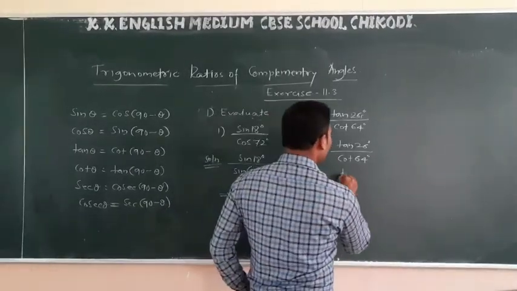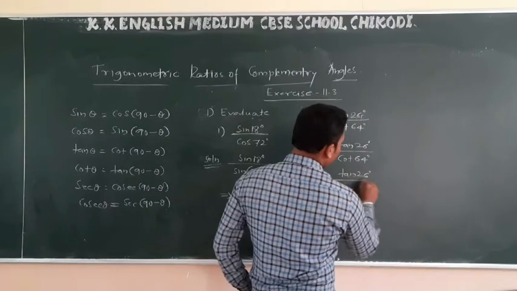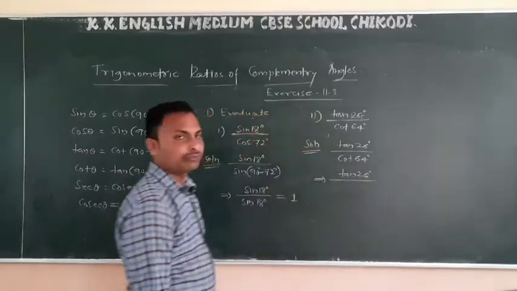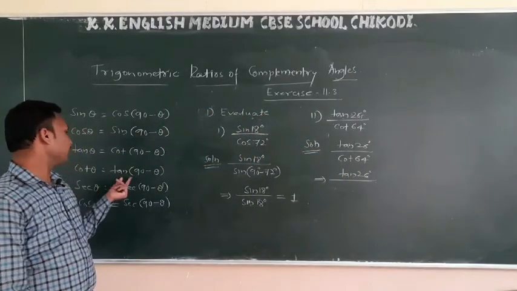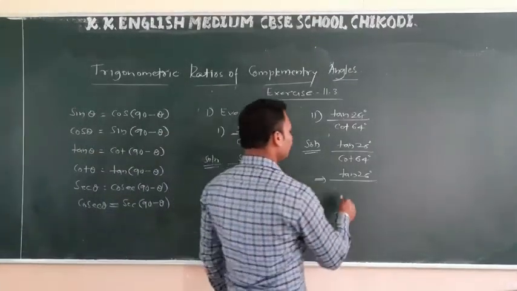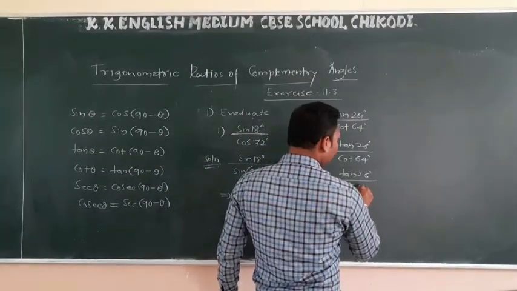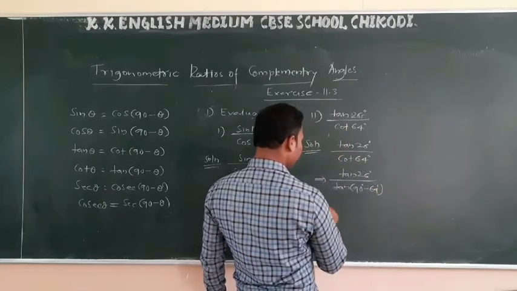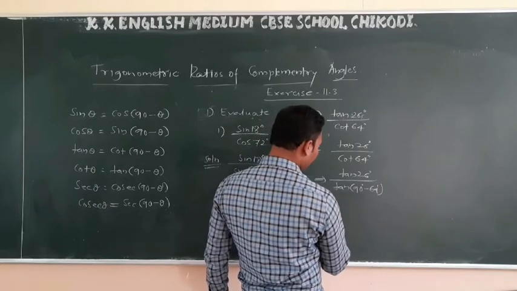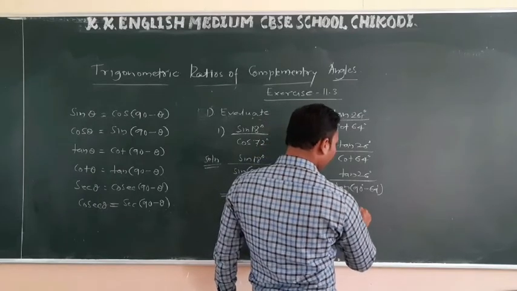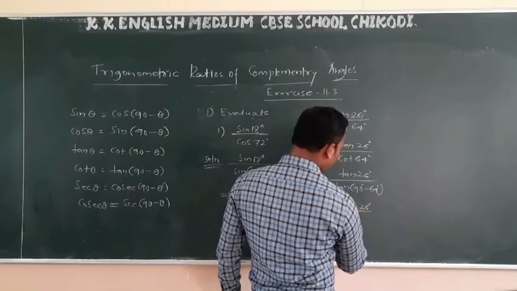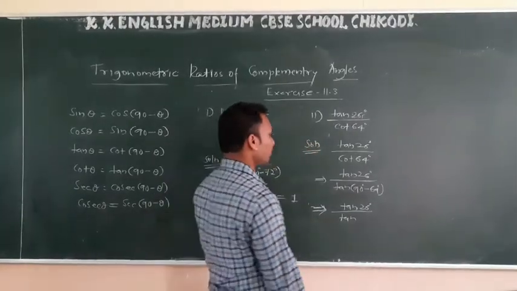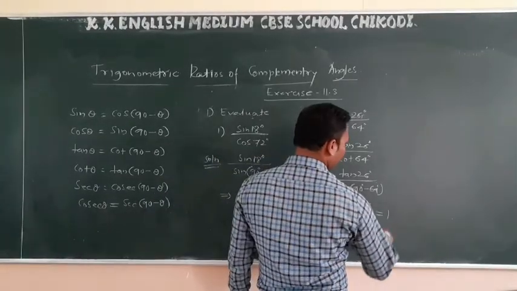Now tan of 26 degree as it is. Now here cot of 64 is there. We have the formula cot of theta is equal to tan of 90 minus theta. Now this becomes tan of 90 degree minus theta, where theta is 64. So this implies tan of 26 degree divided by tan of 90 minus 64, which is again 26. The answer will come 1.